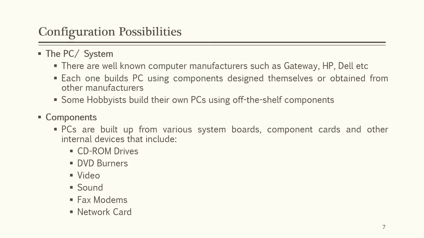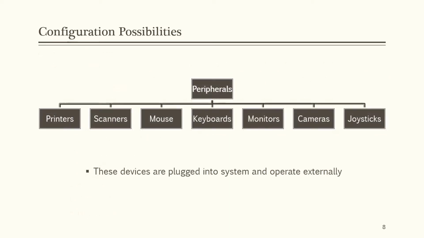The second configuration possibility is components. PCs are built up from various system boards, component cards and other internal devices that include CD-ROM drives, DVD drives, DVD burners, video, sound, fax modems, network card, etc. Third configuration possibility includes peripherals. Peripherals include printers, scanners, mouse, keyboard, monitor, cameras, joysticks, etc. These devices are plugged into the system and operate.